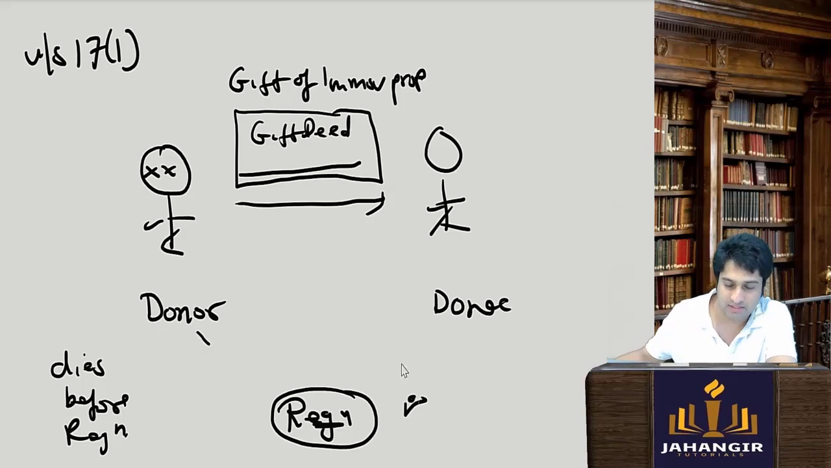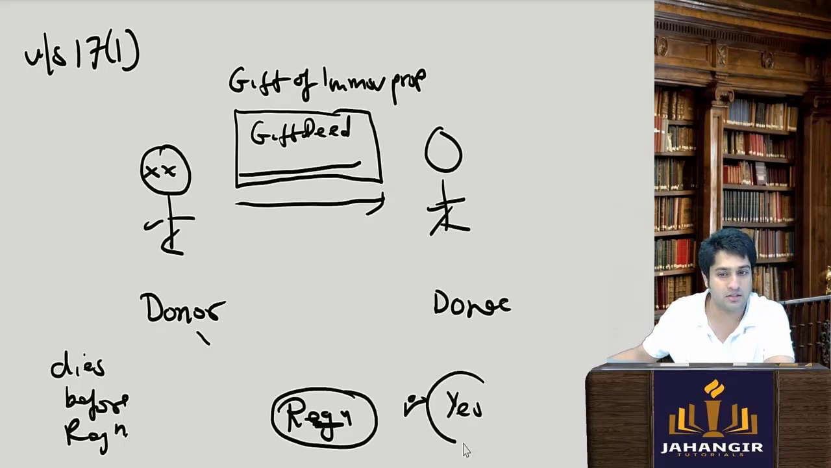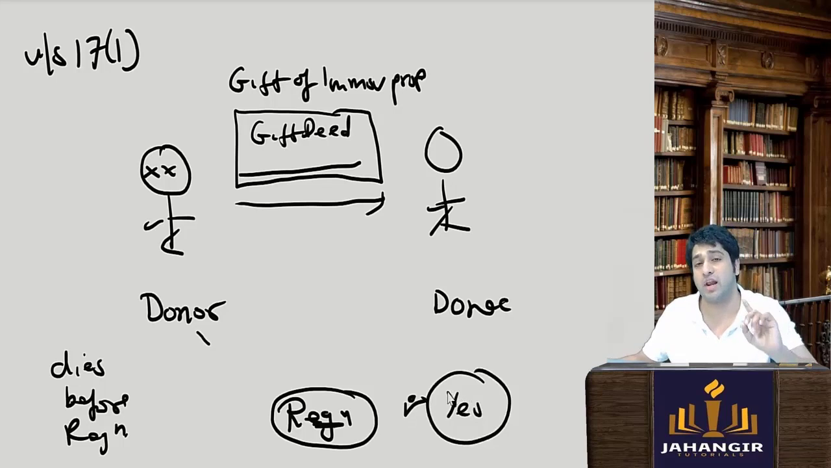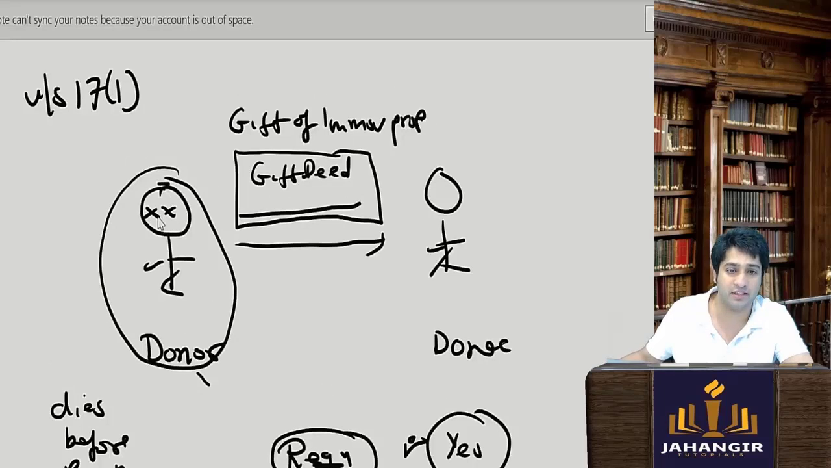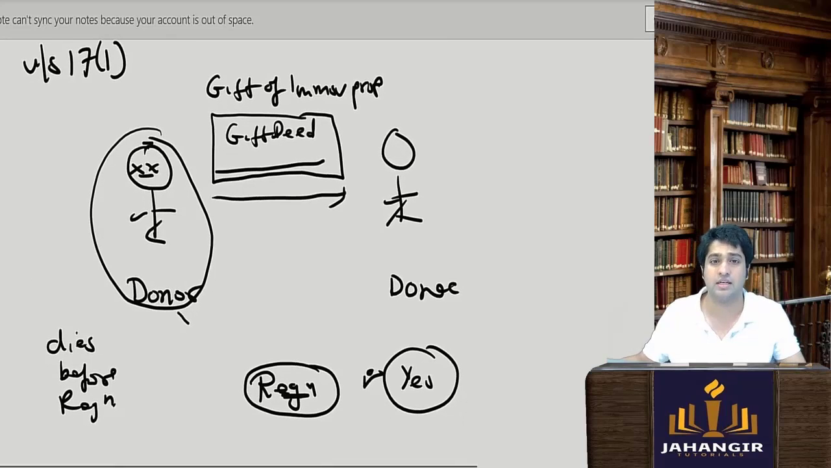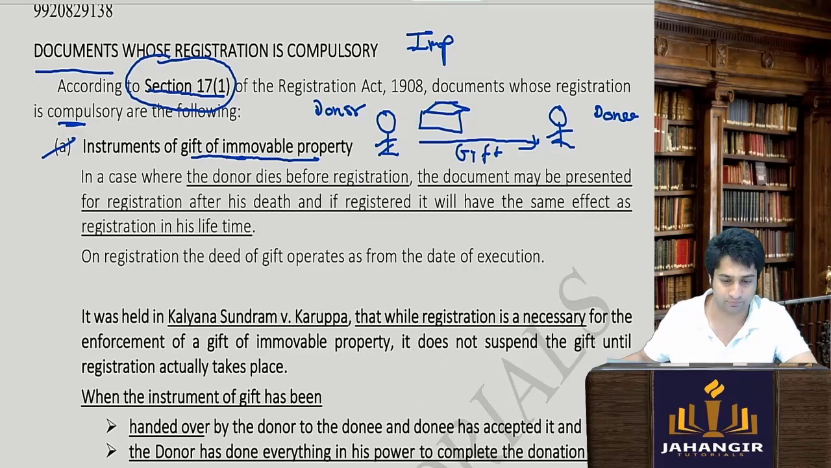So the answer is yes. The registering officer cannot refuse a document, because the donor during his lifetime did everything to make the gift possible. So he did everything during his lifetime to make the gift possible, so the registering officer cannot refuse. So in a case where the donor dies before registration, the document may be presented for registration after his death also.